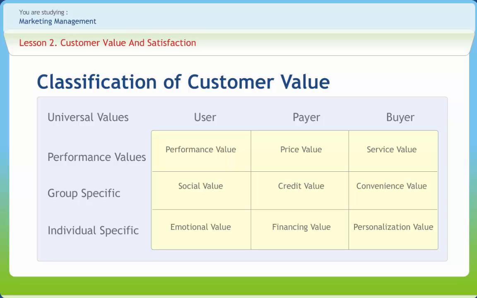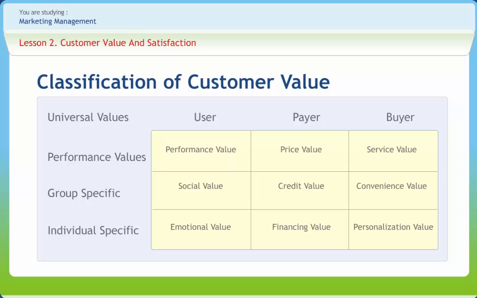Performance value is the quality of physical outcome of using the product or service. Market value sought by payers is price proposition. Financing value consists of offering the terms of purchase that makes the payment more affordable by distributing the liability over an extended period of time. Universal value sought by a buyer is the service value. This is the assistance customers seek in purchasing a product or service.